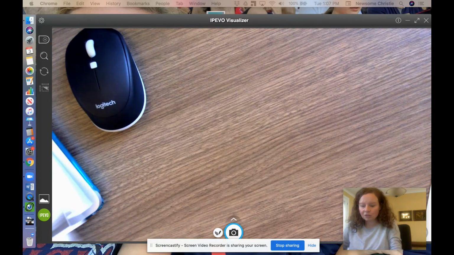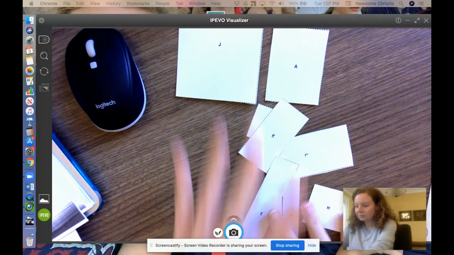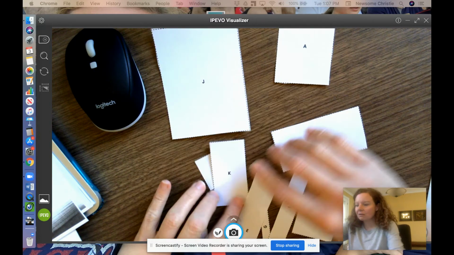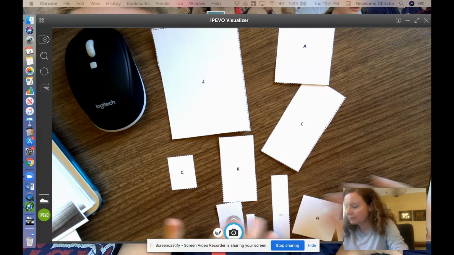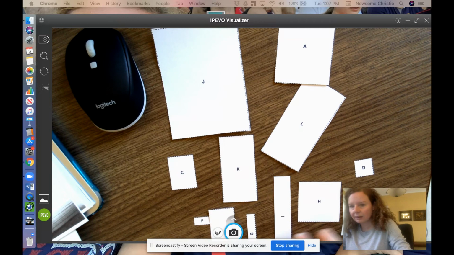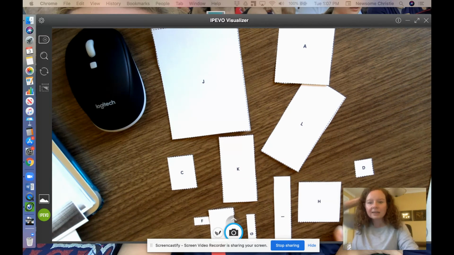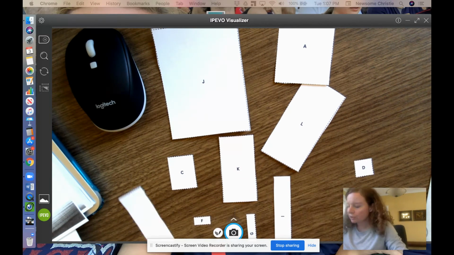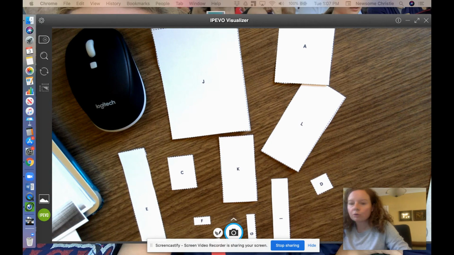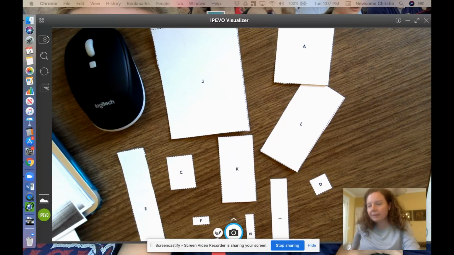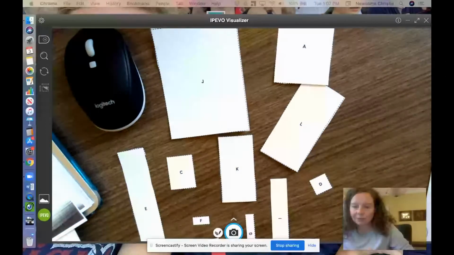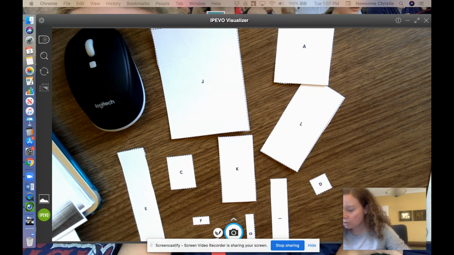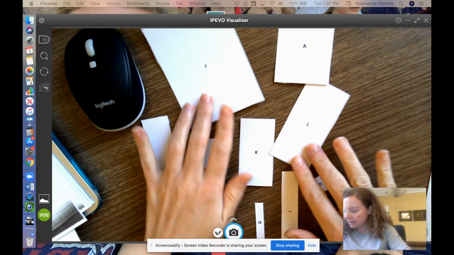So let's imagine you did that. And so here are all of my rectangles, okay? So your job, once you have these all cut out, is to start to look for groups of shapes that look similar. Now in math, similar is a term that is very specific. Similar means that they are the same shape, but a different size.